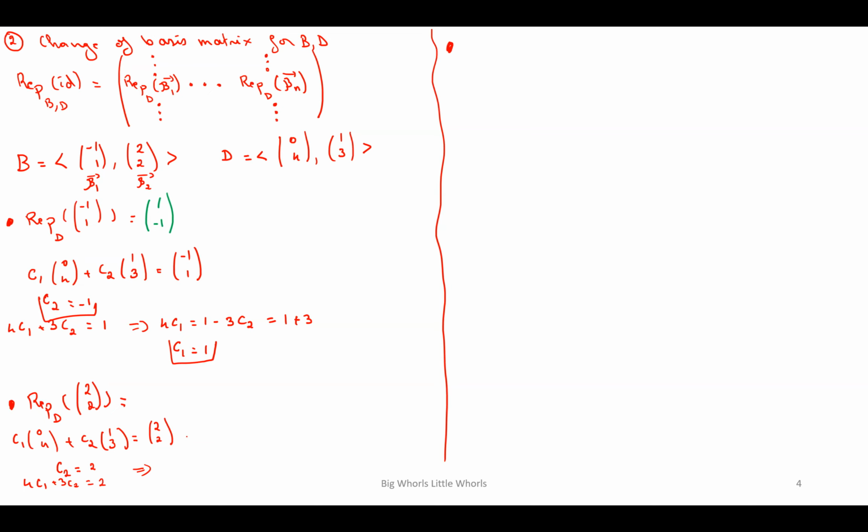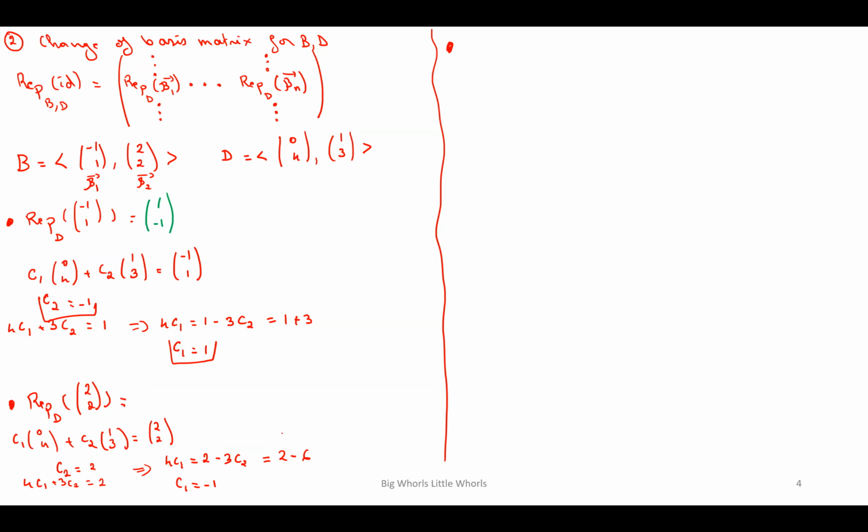That means 4 times C1 equals 2 minus 3 times C2, which is 2 minus 6, which is minus 4. So C1 equals minus 1.